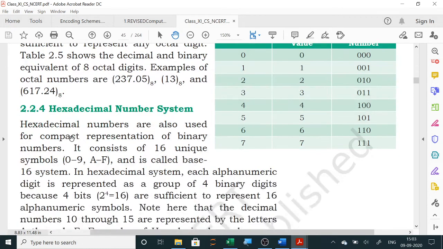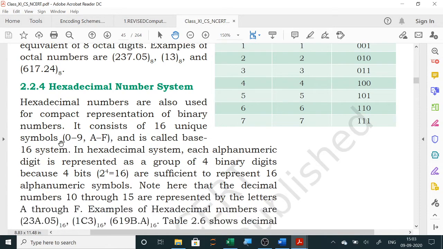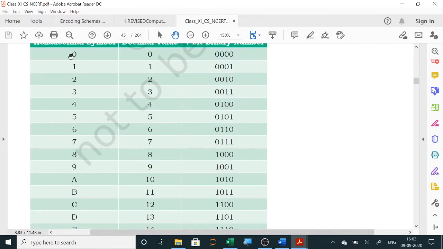Next is hexadecimal, 16 numbers are there from 0 to 9 and A to F. So total 16 numbers, 0 to 15 you can see here. So 0 to 9 and A to F, and base is 16. So here you can see 0 means all 0, so same decimal equivalent.